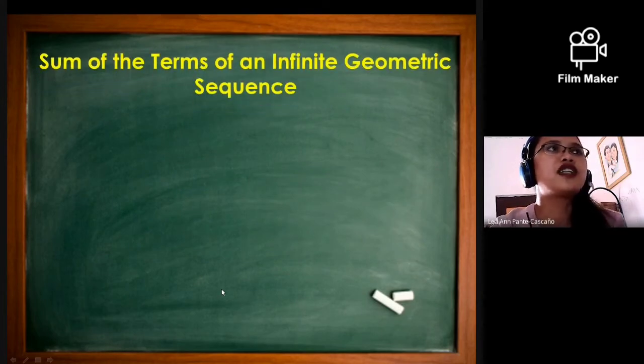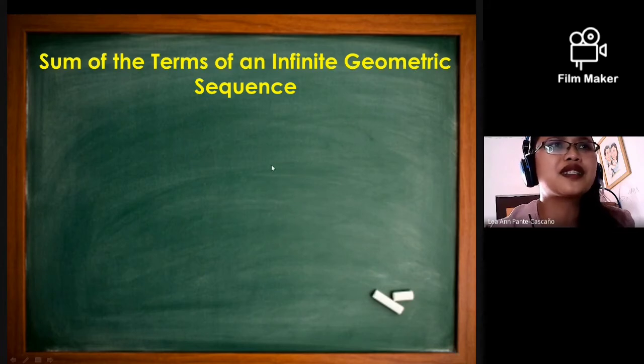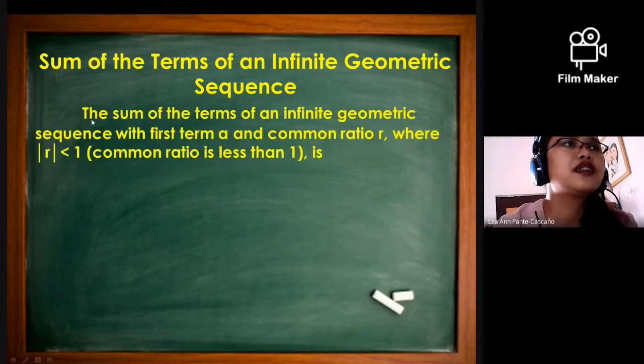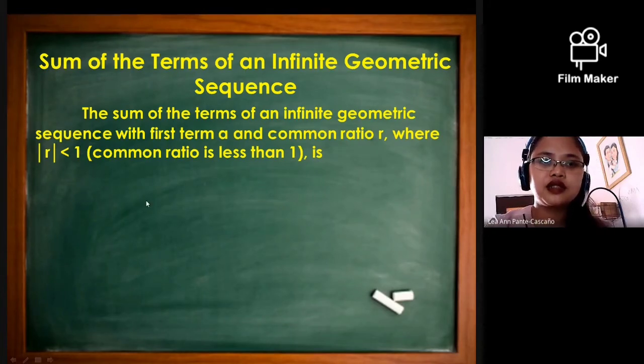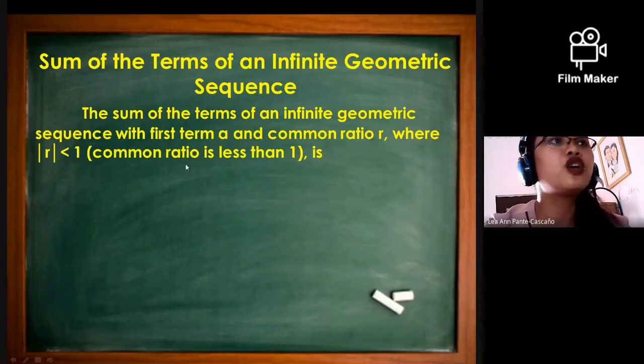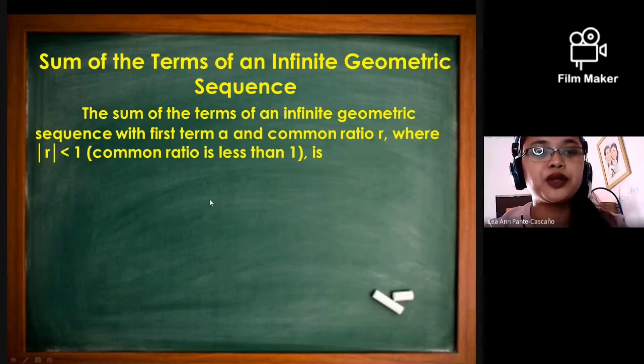Now let's have this one. Sum of the terms of an infinite geometric sequence. It means there's no last term. And for this one, the sum of the terms of an infinite geometric sequence with the first term A and the common ratio r where the ratio is less than 1. Ibig sabihin po, pag less than 1, the common ratio is fraction o kaya naman po decimal.